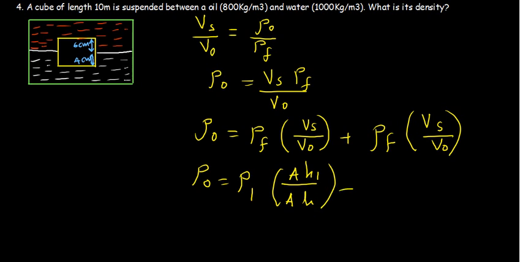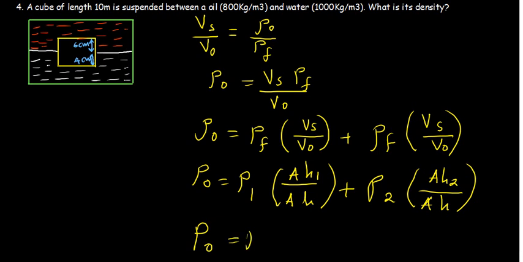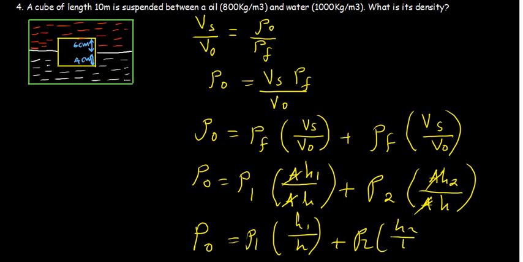And then plus the density of the other fluid, let me call it P2, times the area of the fluid multiplied by the height of the fluid H2, divided by the area of the fluid multiplied by the total height. So this will give us the density of the object being equal to P1. The area will cancel out, so that will be H1 over H, and then plus P2, also here the heights will cancel, H2 over H. So this is going to become the formula in this case.